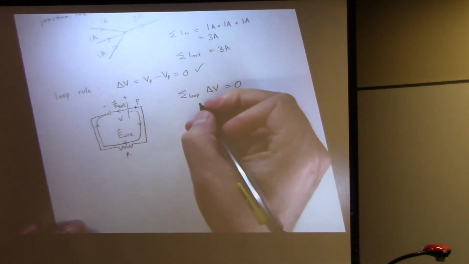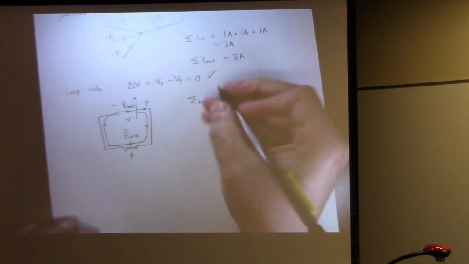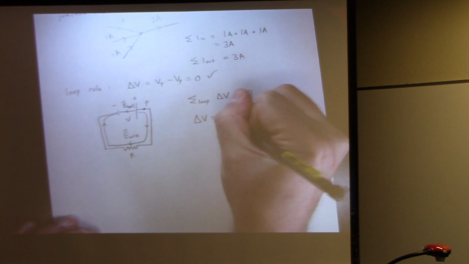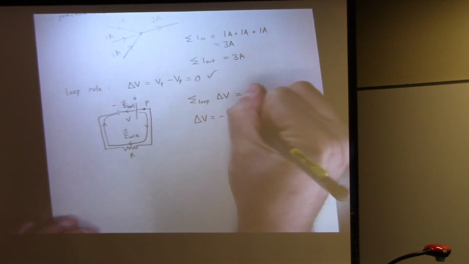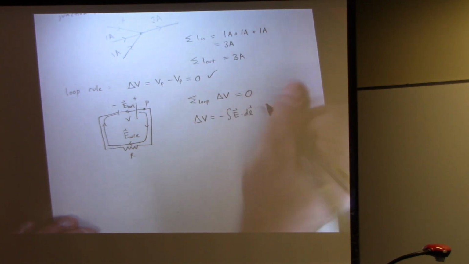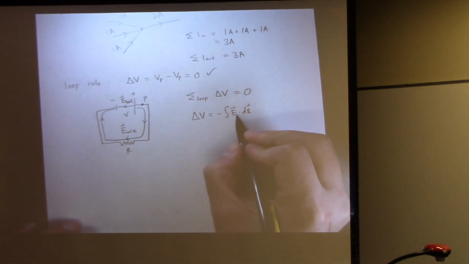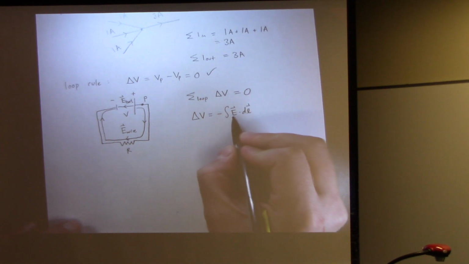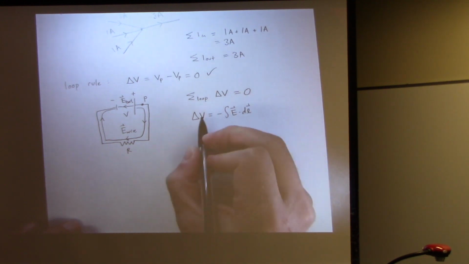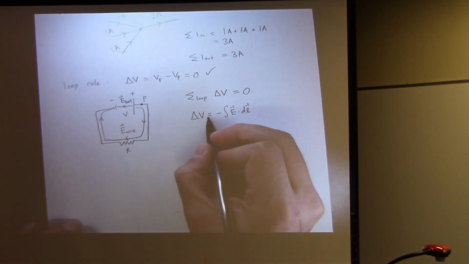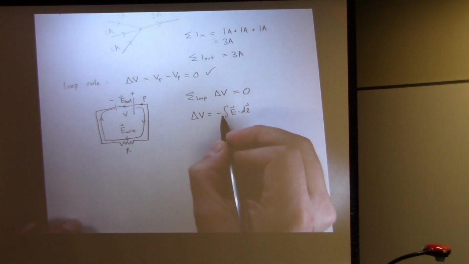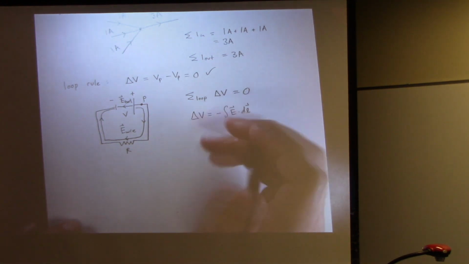Okay, you guys remember how you actually calculate delta V? Well, it's minus E dot dL. Which means if I'm going against the electric field, this negative sign tells me that I have a positive delta V. And if I'm going with the electric field, then I have a negative delta V, if you recall.